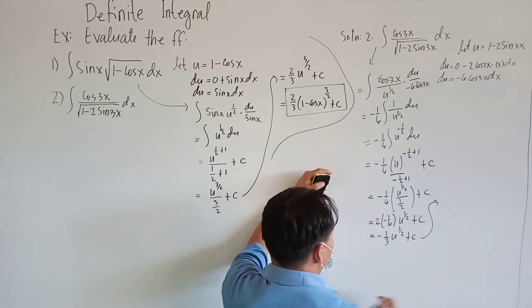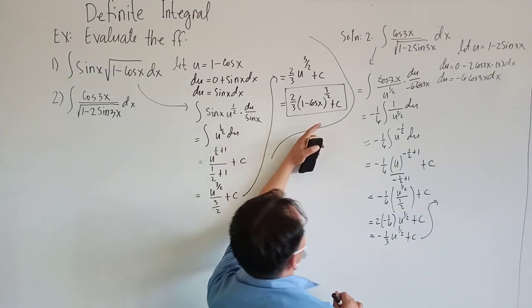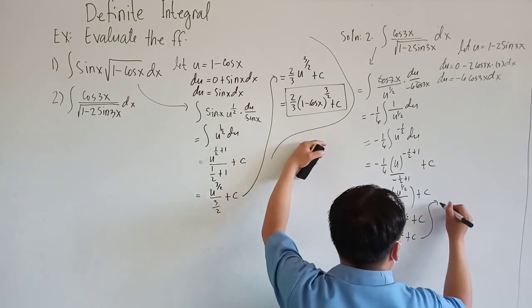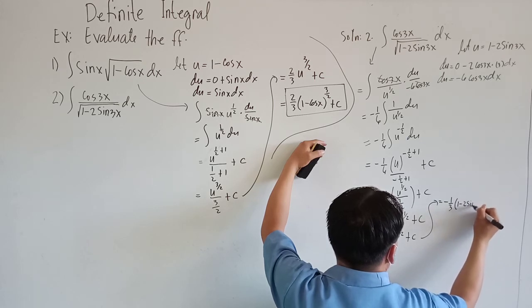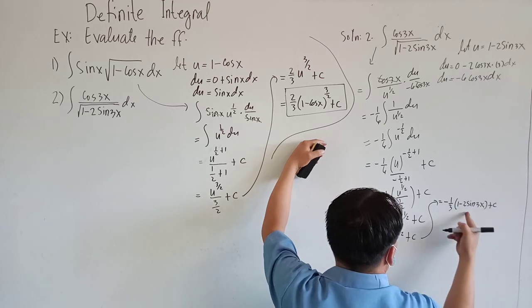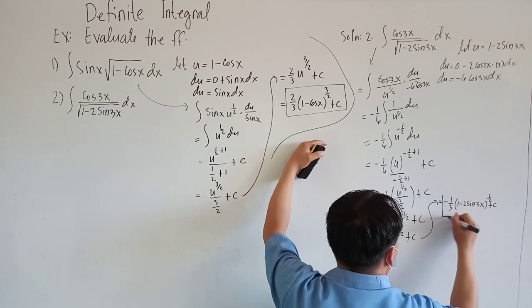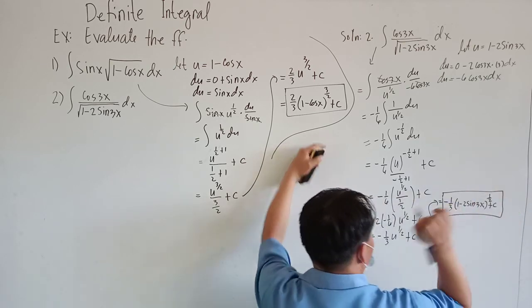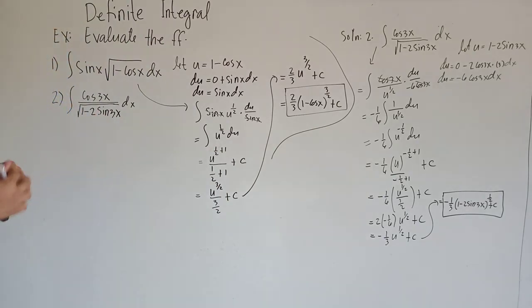And we know that our value of u is 1 minus 2 sine 3x, and this will become negative 1/3 times 1 minus 2 sine 3x, to the power of 1/2, plus c. So that one is our final answer for the second problem.